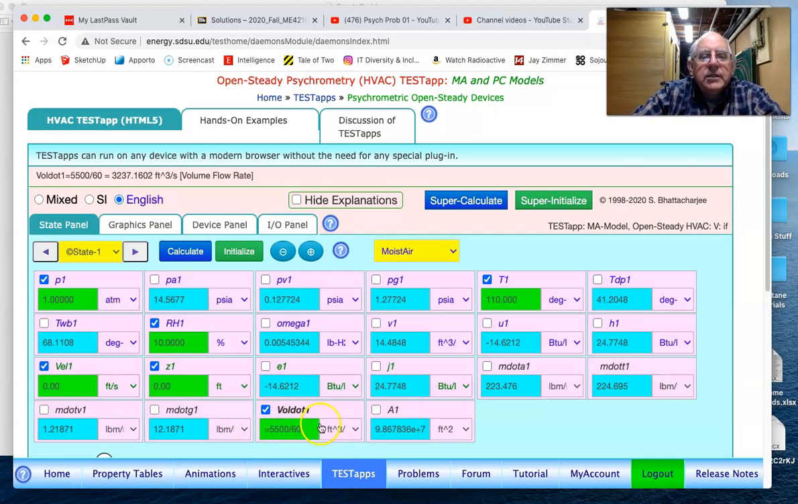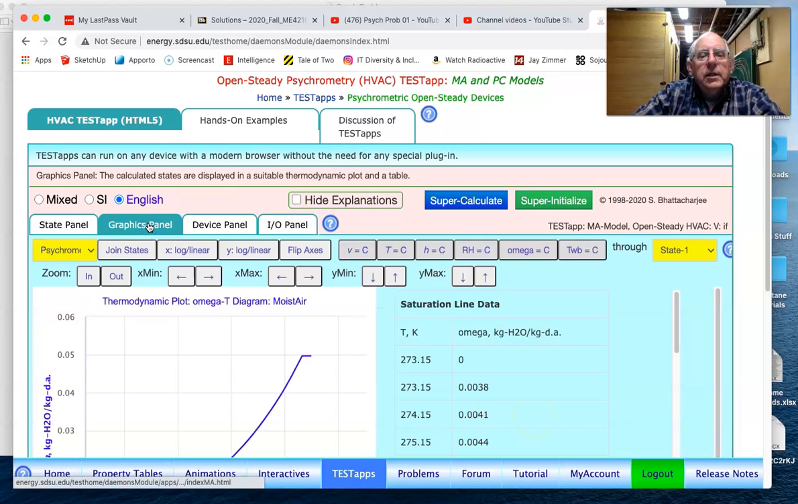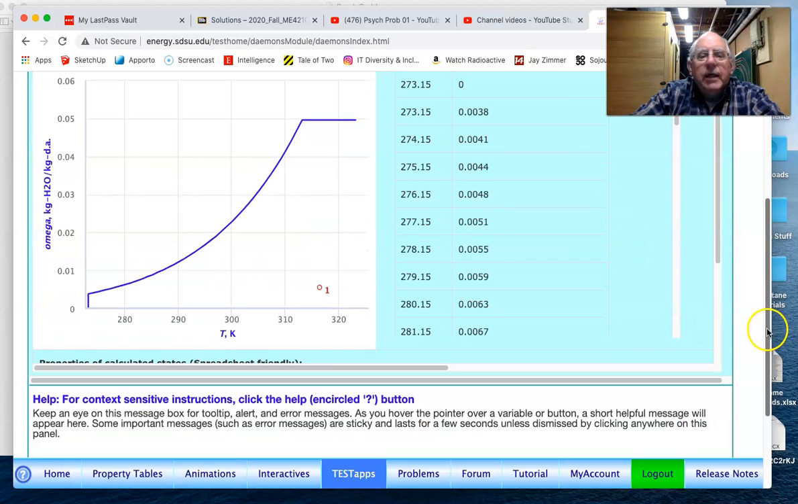In essence then, this is our volume flow rate that consists of 223 pounds per second of air. With that, we have water vapor coming in at 1.21. Again, if we take this 1.2 and divide it by this, we get a humidity ratio omega of about 0.005. If we look at our graphics panel, we see again a very low humidity ratio at the temperature in question.